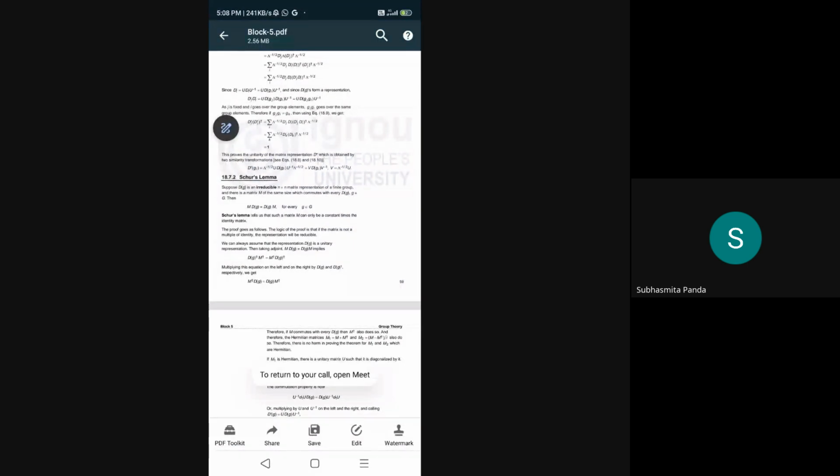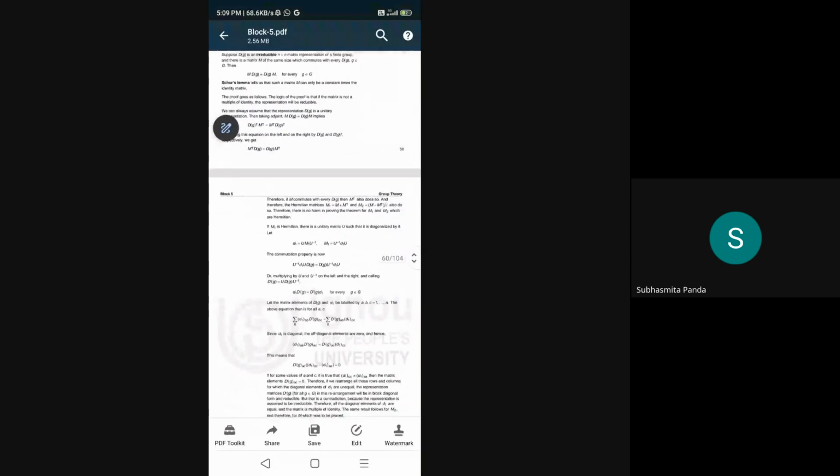Sorry. Then Schur's lemma. Suppose D(g) is an irreducible n by n matrix representation of a finite group, and there is a matrix M of the same size which commutes with every D(g), where g belongs to G. Then M D(g) is equal to D(g) M for every g belonging to G. And Schur's lemma tells us that such a matrix M can only be a constant times the identity matrix. You can have a brief idea of Schur's lemma by going through the explanation shown on the screen.